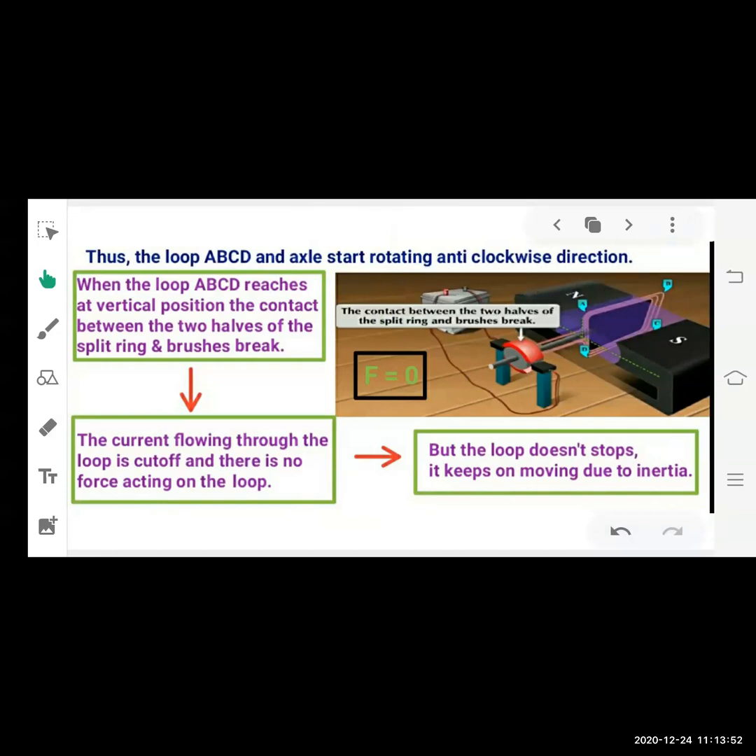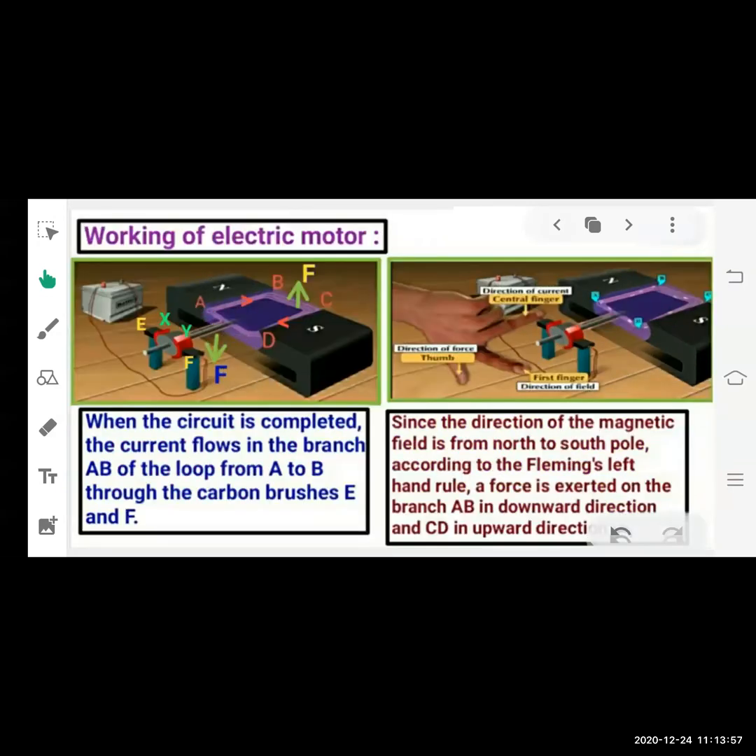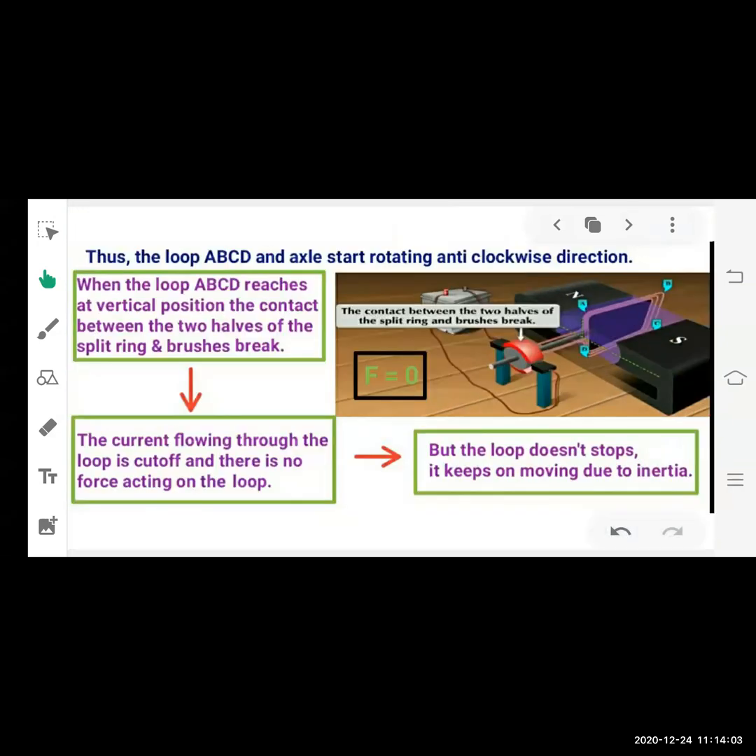As they rotate anti-clockwise, arm AB goes downwards and arm CD comes upwards. But when they reach the vertical position, the split rings come to the upper and downward side, and the contact between the brushes and split rings breaks. If the contact breaks, the current will stop flowing in the circuit.